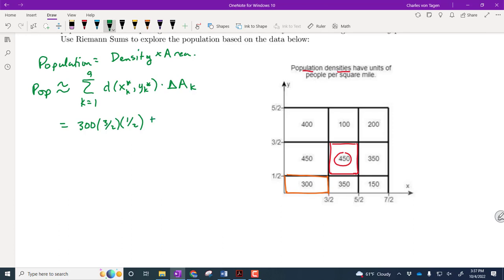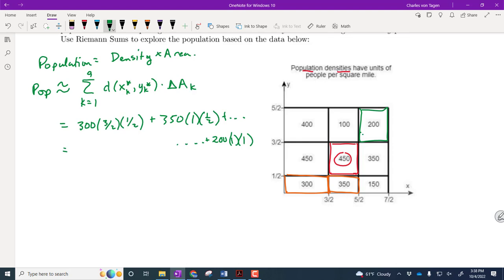Plus, for the second rectangle right here, that would be 350 people per square mile times 1 mile for its width times 1/2 mile for its height for that subdivided region. Okay. Then I'm just going to put plus, and we end up with, for the last rectangle, 200, I'm talking about this rectangle right here now, 200 times 1 times 1. Okay. And if you do this, let's actually compute this, folks.